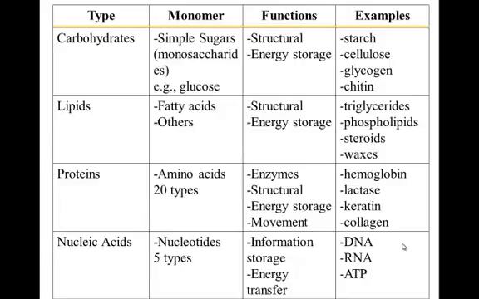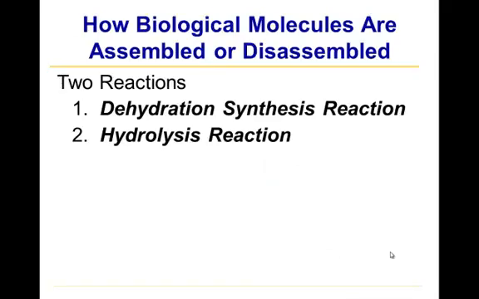Before we go on and discuss any of these categories of biological macromolecules, we want to consider how these molecules are put together and taken apart, how they are assembled and disassembled. So there are two reactions that we're going to learn to help us do that: the dehydration synthesis reaction and the hydrolysis reaction. And again, this is an introductory course, but we want you to have a major overview type understanding of these reactions without getting into detailed atoms and such.